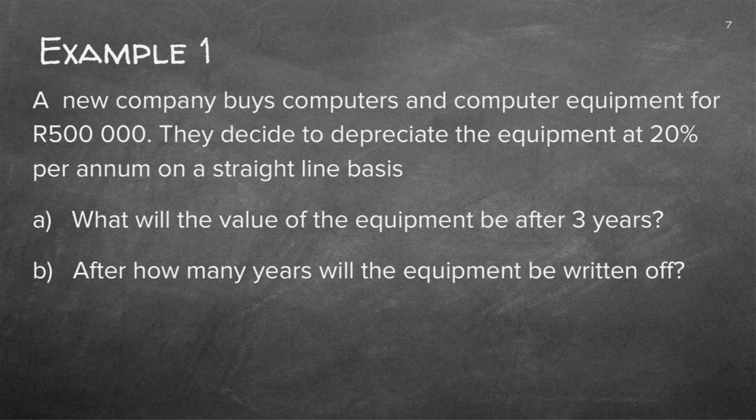So let's look at an example. A new company buys computers and computer equipment for 500,000. You agree with me? They're buying it now because they need it now, presently, present P. They decided to depreciate. The minute I read depreciate, I know it's the minus formula. So let's make a minus there. The equipment at 20%, that is the I, on the straight line basis. So if it's on the straight line basis, I know that it's going to be simple decay. What will the value of the equipment be after 3 years?